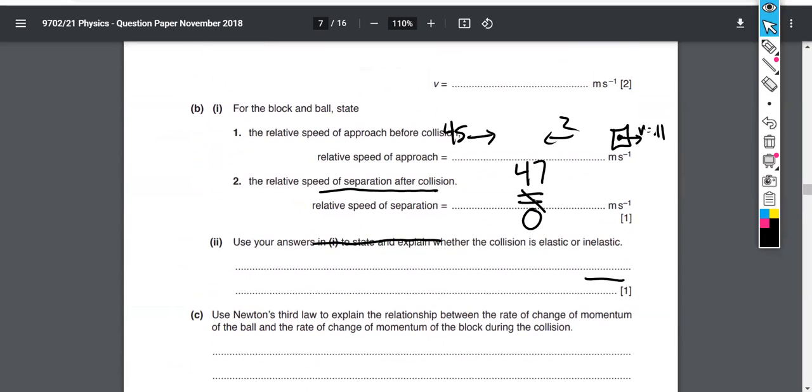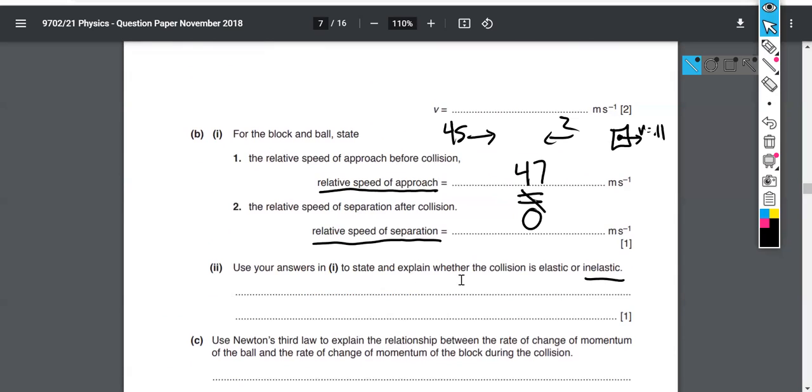All right, so 47 is not 0. So we say the collision is inelastic because the relative speed of approach, which is 47 meters per second, does not equal the relative speed of separation, which is 0. 47 is not 0. If that was a perfectly bouncy ball instead of a steel ball, and it bounced off of the block and they left each other at 47 meters per second, then those would be equal. And then we'd say it's perfectly elastic. Because it embedded itself in it, the relative speed of separation is 0.